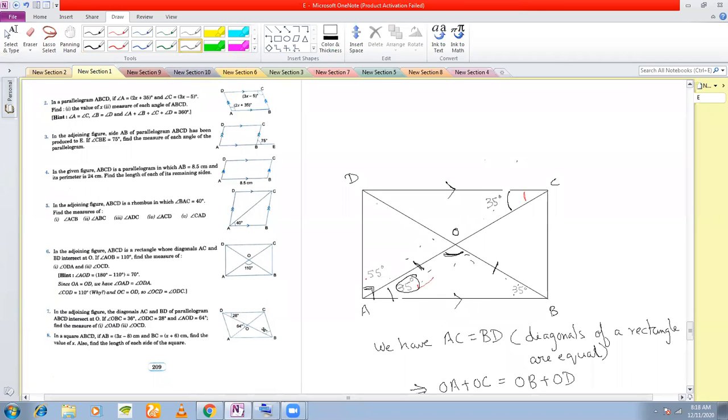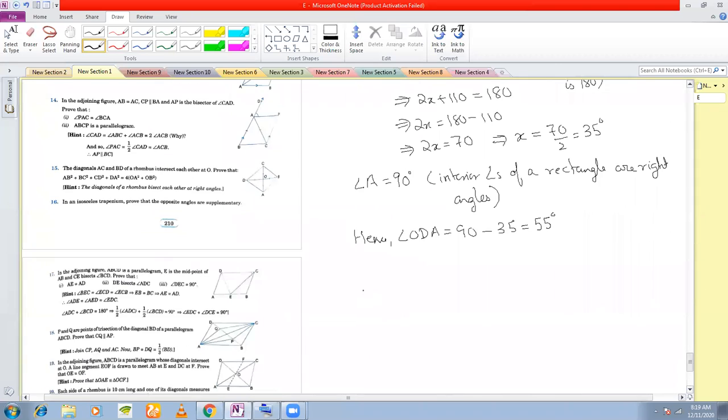That's it. So we will just write, this angle was OCD. Angle OCD is equal to angle OAB. We'll write the angle that we need to find out, OCD, is equal to angle OAB, is equal to 35 degree. Reason? Alternate angles are equal. That's it.